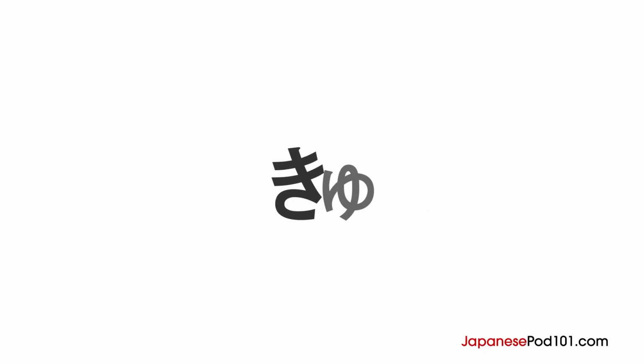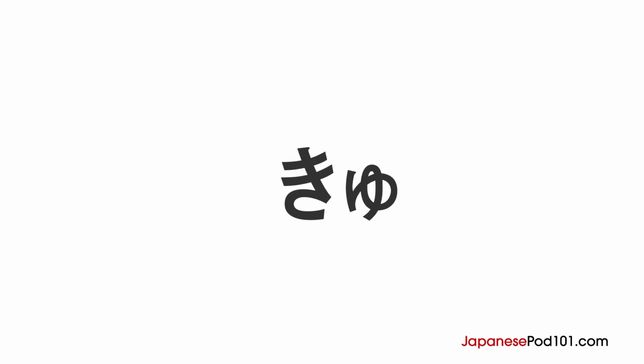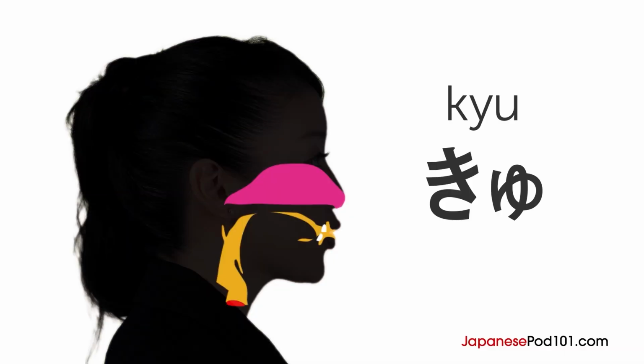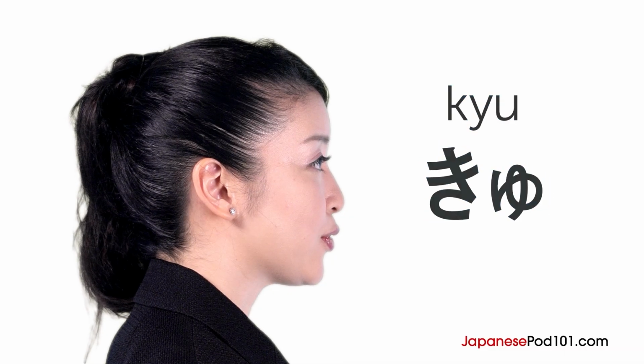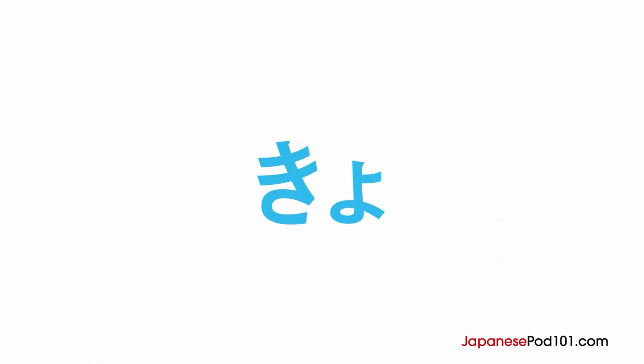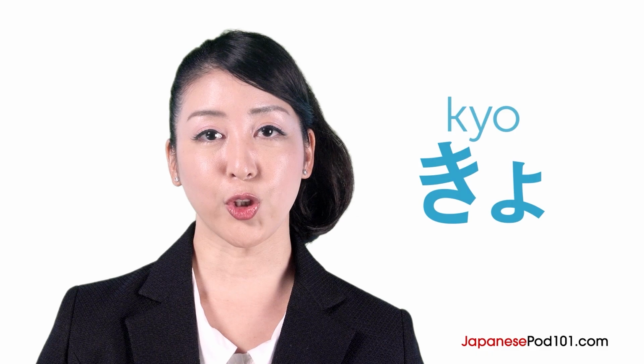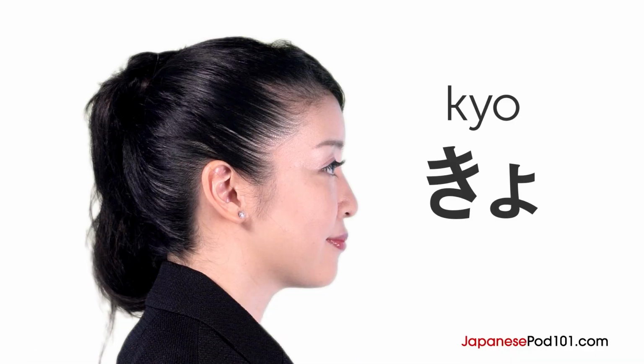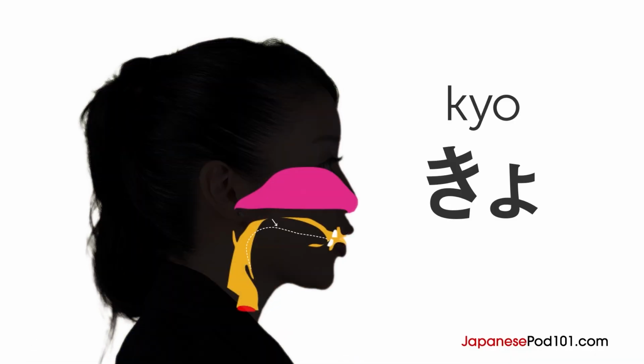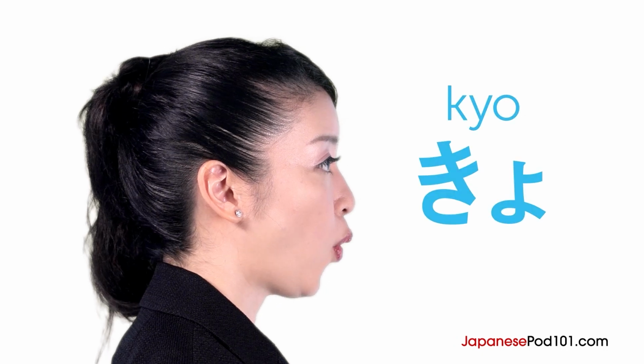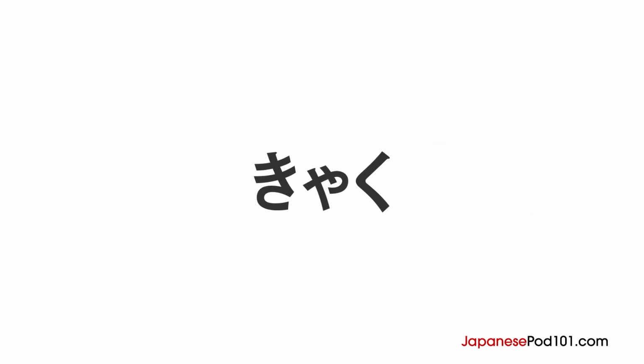Kya, kya. Ki combined with ya to get kya. Say ki and ya together very quickly in one syllable. Let's try it together. Repeat after me. Kyu, kyu. Ki is combined with yo to make kyo. Repeat after me. Kyo, kyo. Let's try some words.